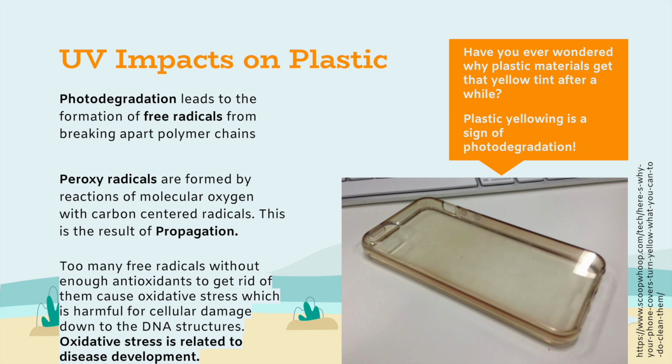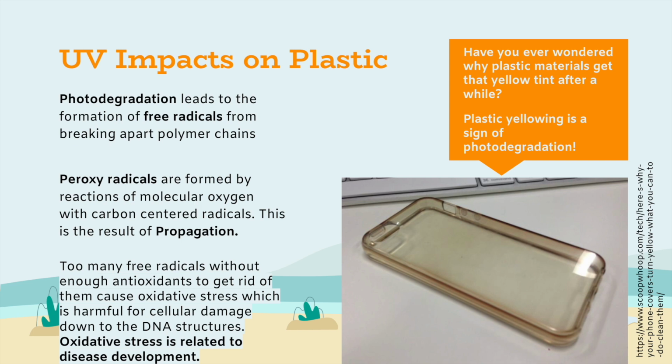Photodegradation leads to the formation of free radicals from breaking apart polymer chains. A free radical is an atom or molecule containing one or more unpaired electrons in valence shell or outer orbit and is capable of independent existence. These free radicals can then react with oxygen in the air to form peroxy radicals, which can further react with the polymer chains to break them down into smaller fragments. Peroxy radicals are formed by reactions of molecular oxygen with carbon-centered radicals. This is the result of propagation, and peroxy radicals cause the polymer to degrade.